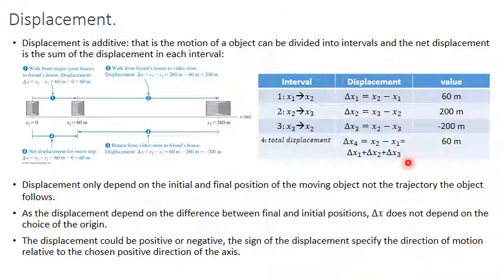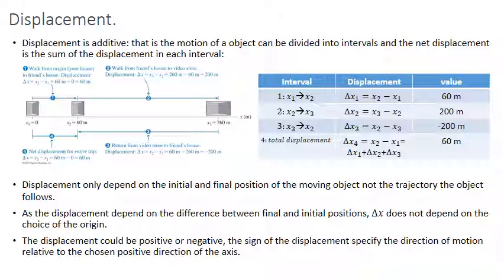Another way to calculate the total displacement is to add all the intervals inside this total displacement. So I could say that I go from delta x1, then delta x2, then I add delta x3, and this should give me delta x4, which should give me the exact same answer, 60 meters. So the displacement only depends on the initial and the final position of the moving object, not on the trajectory that I followed in between.